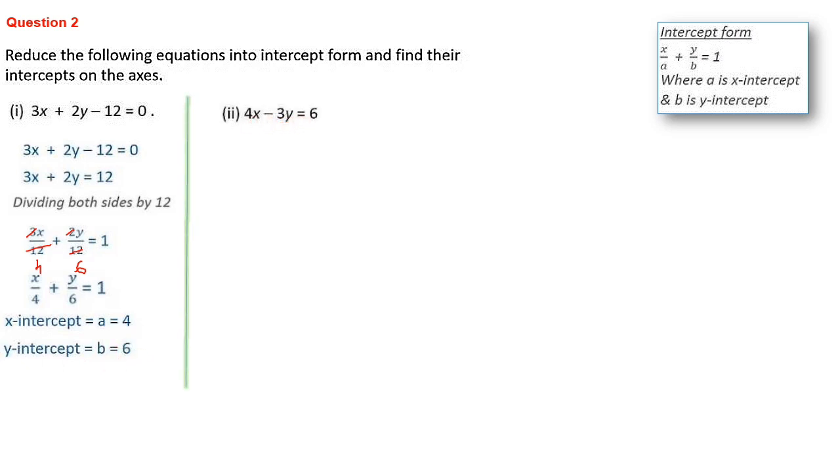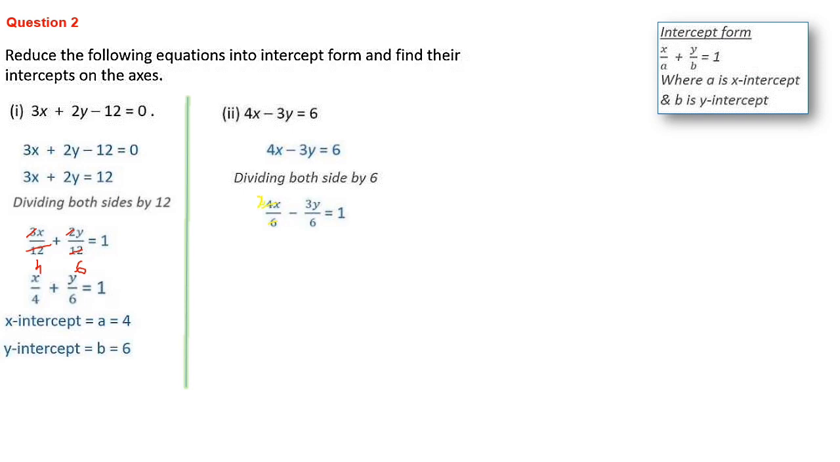4x minus 3y is equal to 6. So x is there on the left side. On the left hand side, if you check, x and y are there. Right side constant. So first of all, we want to eliminate this one and we have to write it as 1. So divide throughout by 6, each term separately. 4x by 6 minus 3y by 6 equal to 1. Common terms we can cancel.